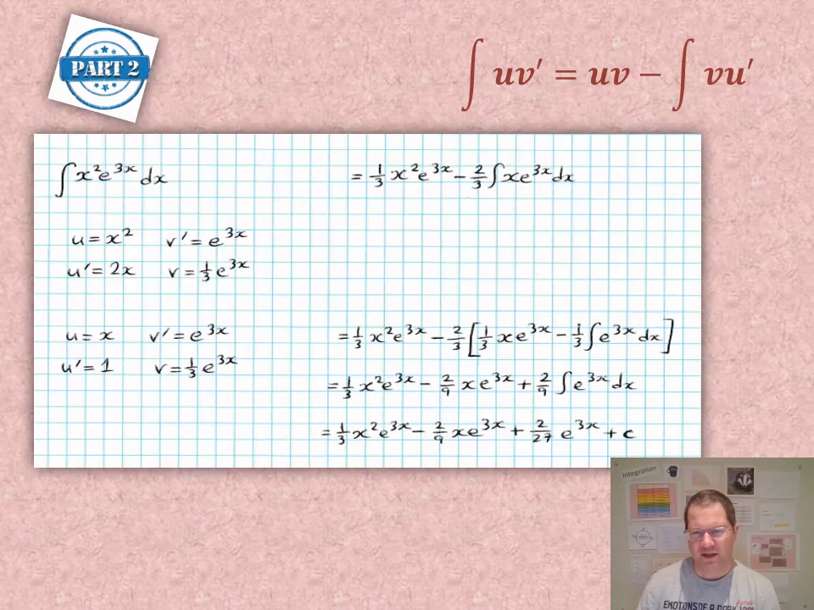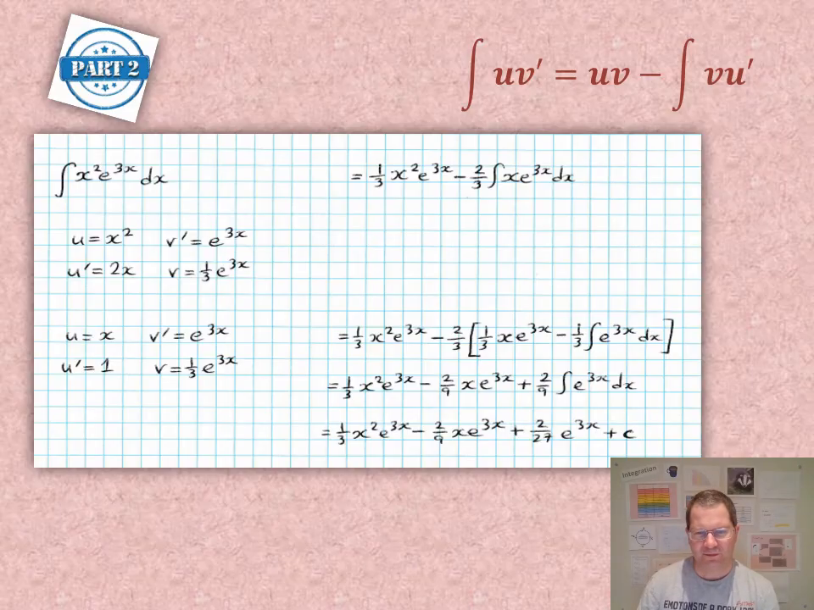So our new uv is 1/3 x e to the 3x minus from the formula a third e to the 3x. I put the third out the front as a constant. So we need to integrate e to the 3x dx, which we can do. The integral of e to the 3x is a third e to the 3x.